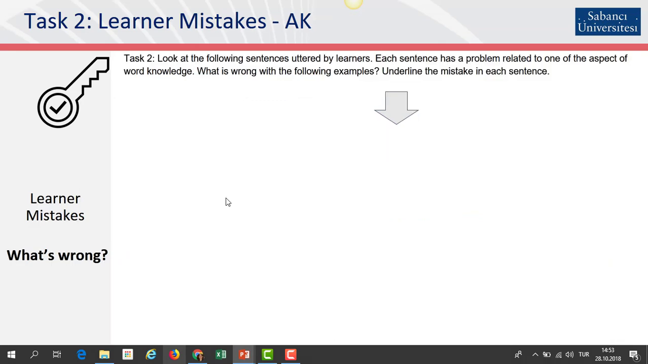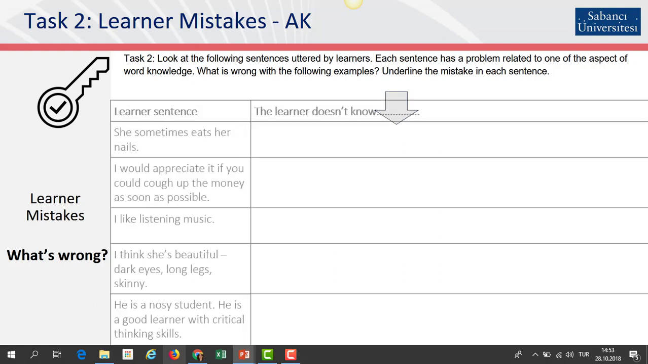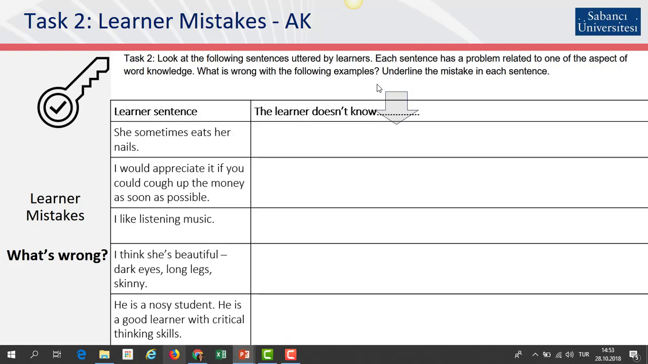Now let's look at task 2 for you. It says, look at the following sentences uttered by learners. Each sentence has a problem related to one of the aspects of vocabulary knowledge. What's wrong with the following examples? Underline the mistake in each sentence. So this is your task. Please go to the handout and do it yourselves. Thank you.